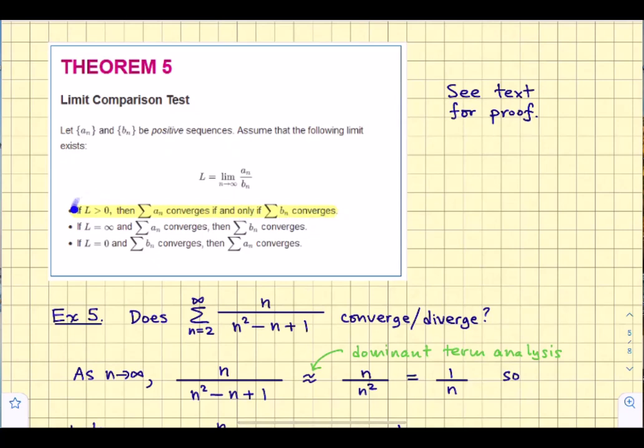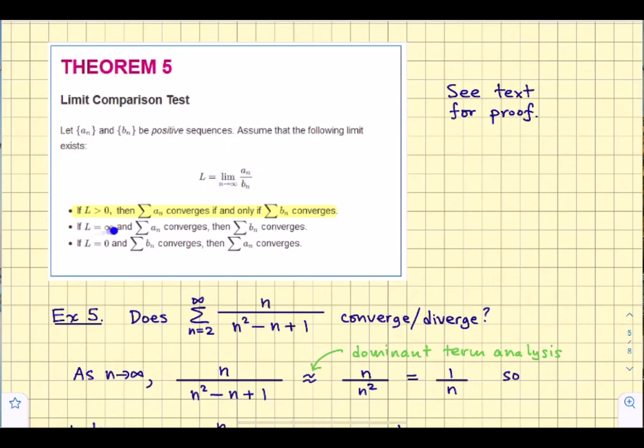So this is far and away the most common situation that you get. You compute the limit of this quotient, and you just see what that limit comes out to. If it comes out to be positive but finite, then whatever one series does, the other series does. If one converges, the other converges. If one diverges, the other diverges. On the other hand, if this limit comes out to be infinity, then it's a little bit trickier.